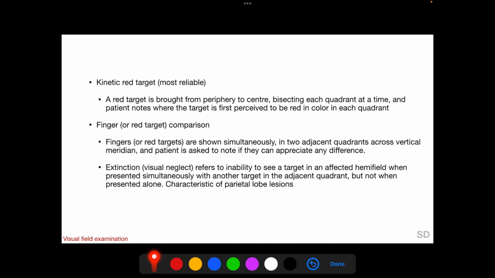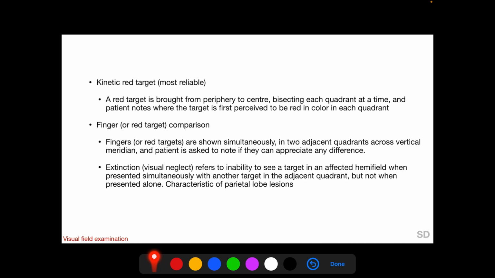Then there is the kinetic red target test, which is said to be the most reliable, in which a red target is brought from the periphery to the center, bisecting each quadrant at a time, and the patient notes where the target is first perceived to be red in color in each of the quadrants. Then we have the finger or red target comparison, in which fingers or red targets are shown simultaneously in two adjacent quadrants across the vertical meridian, and the patient is asked to note if they can appreciate any difference in either sharpness of the target or the color of the target.